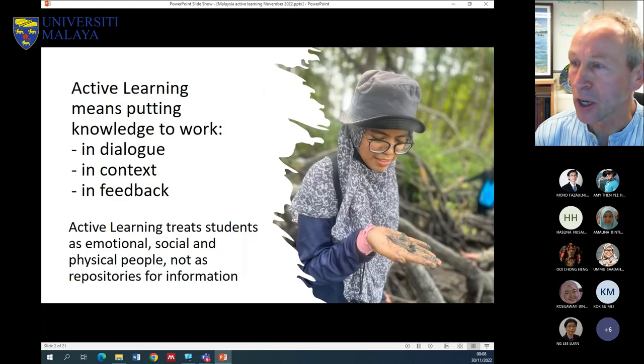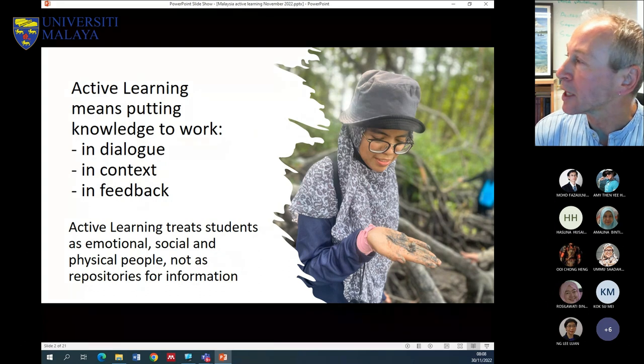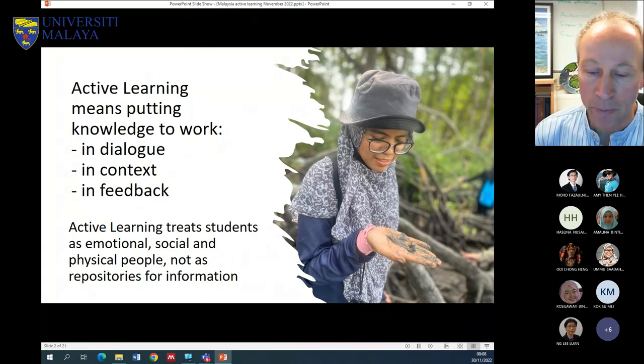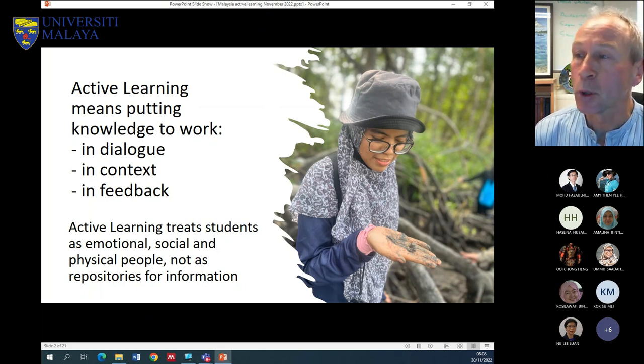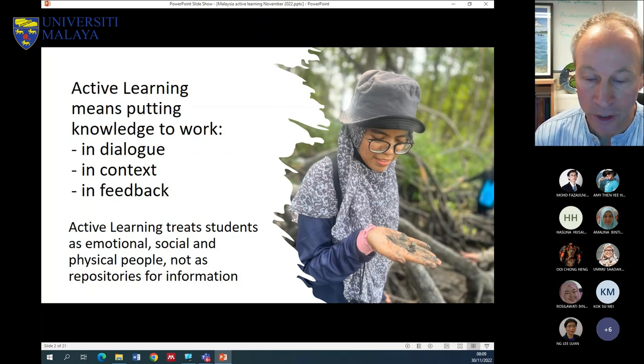To start with a definition, rather than a single definition, it's useful to have perspectives from two or three different points of view around what active learning is, but also perhaps what it isn't. A useful way to think about it is that active learning involves putting knowledge to work. In particular, you're putting it to work in dialogue, between two people, but often many more than two. In context, so putting knowledge into the authentic context in which you think it's appropriate. And part of that, perhaps a separate category, is in feedback to students on tasks.